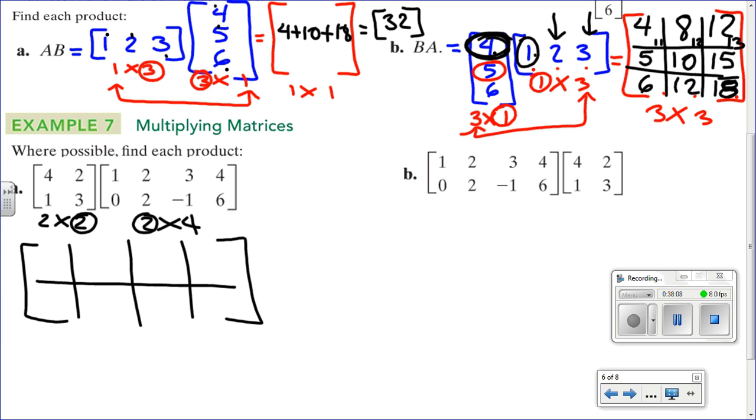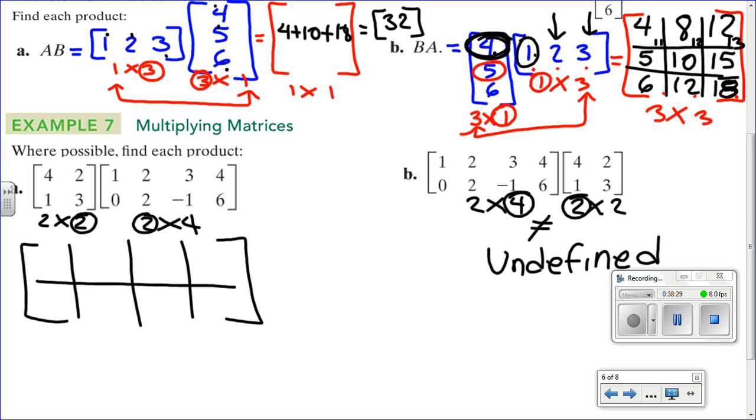Now let's look at part B. Here we have 2 rows by how many columns? 4 columns. And here we have a 2 by 2. Can we multiply here? No, because those two numbers are not equal. So this product is undefined. You could have something like that on your test.